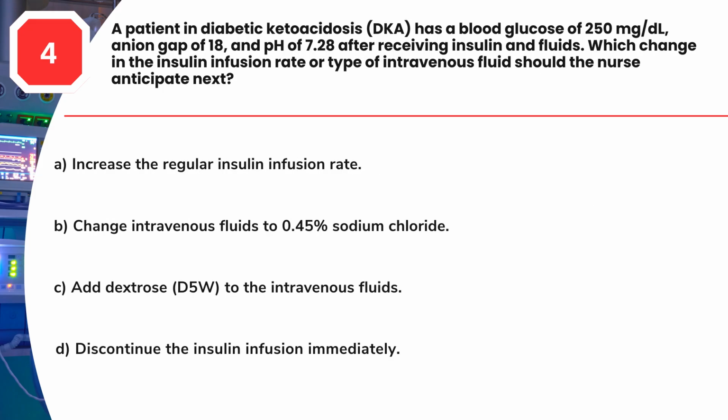Question 4. A patient in diabetic ketoacidosis, DKA, has a blood glucose of 250 mg per deciliter, anion gap of 18, and pH of 7.28 after receiving insulin and fluids. Which change in the insulin infusion rate or type of intravenous fluid should the nurse anticipate next?